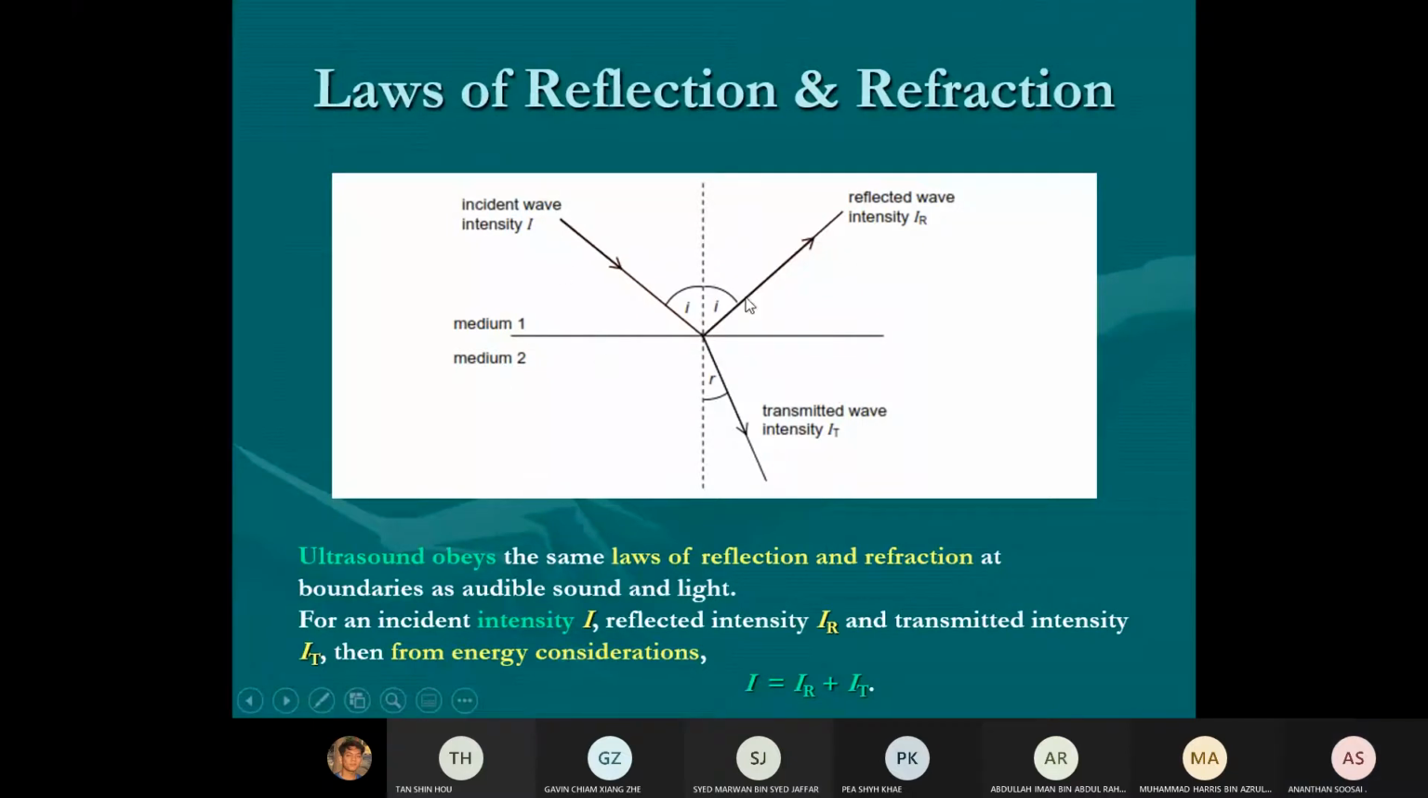First, understand this image. When an incident wave hits the border, medium 1, medium 2, it is partially reflected, partially transmitted. By the law of conservation of energy, the original intensity must be equal to the reflected intensity plus the transmitted intensity. So I equals IR plus IT. The angle of incidence and reflection are going to be the same, the law of reflection. Transmitted plus reflected is the original intensity.